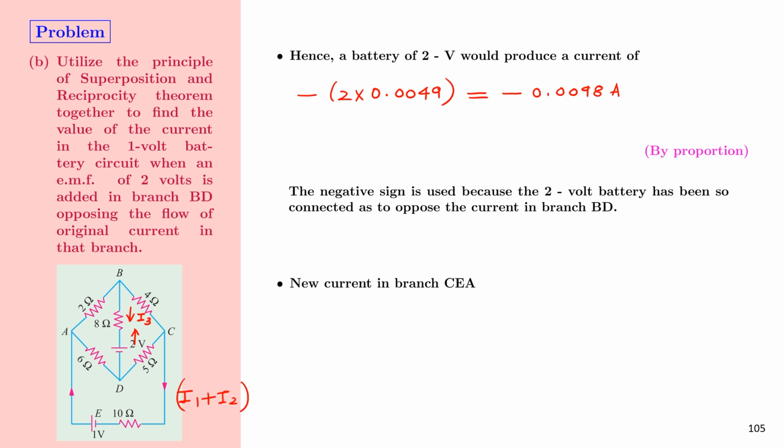Hence, the new current in branch CEA will be, initially there was I1 plus I2, and then because of the 2 volt supply, the current that is going to flow in this branch will be 0.0098. The new current will be 0.0723 minus 0.0098, and that is equal to 0.0625 ampere. This problem thus demonstrates the use of the reciprocity theorem in solving complex electrical circuits.